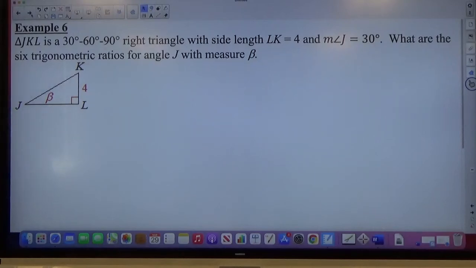Okay, this problem is almost identical to example 5, except that we have a 30-60-90 right triangle. And notice I used the letter beta instead of the letter theta this time, again just to introduce you to more Greek letters. It doesn't make the problem any different. The letter you pick, just like if you pick X, Y, or Z, means the same thing. So in this case, beta is the angle I chose to call it.